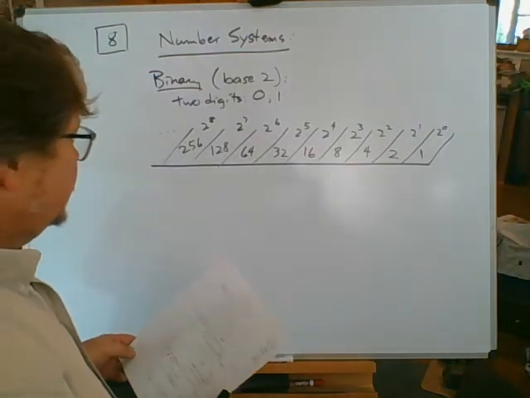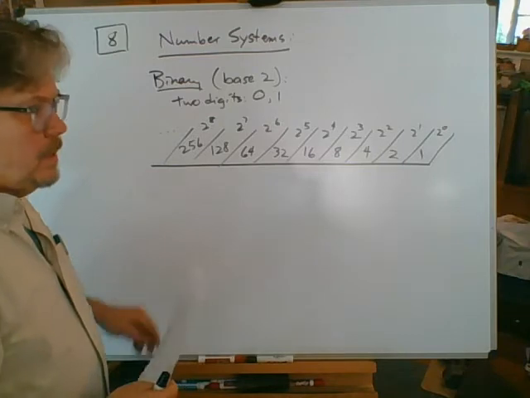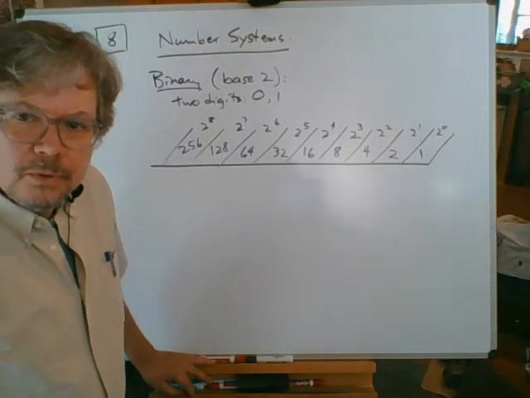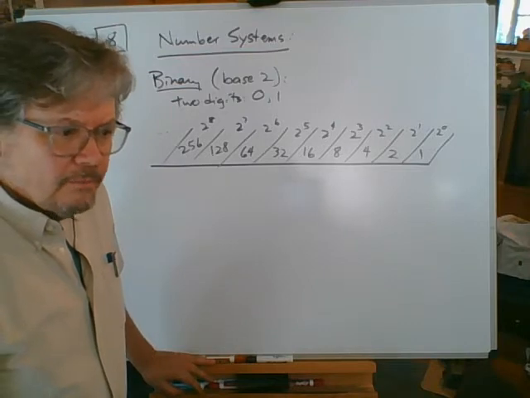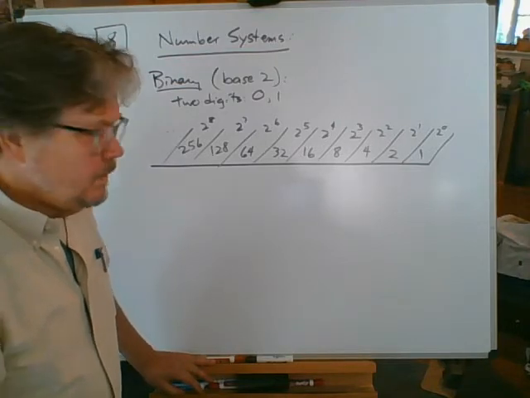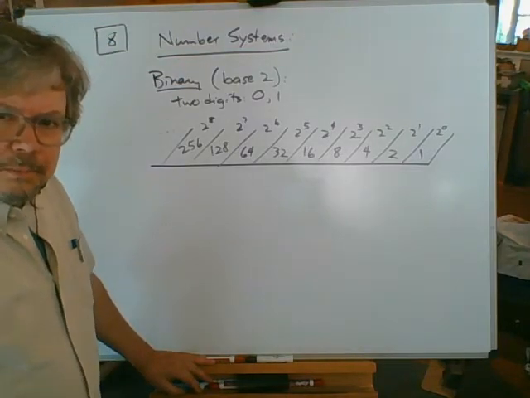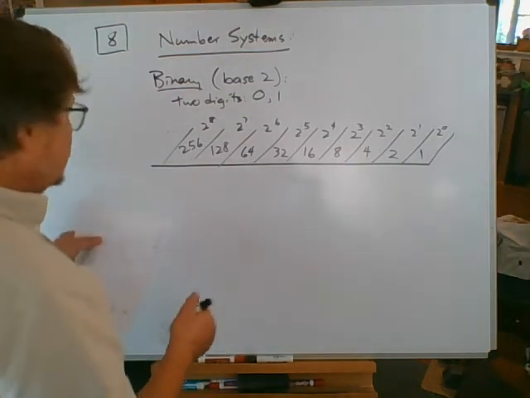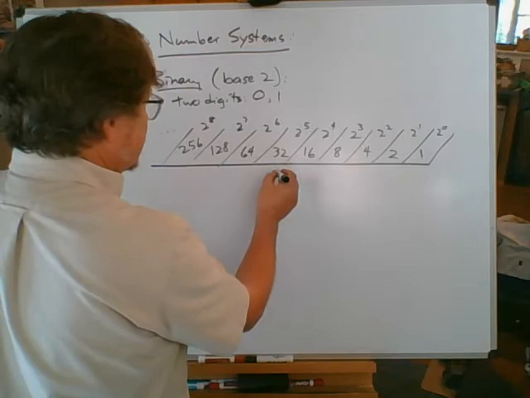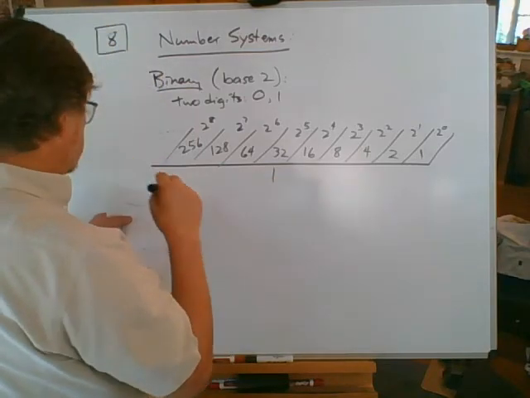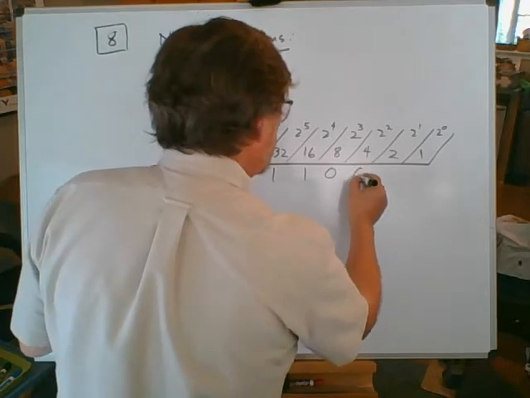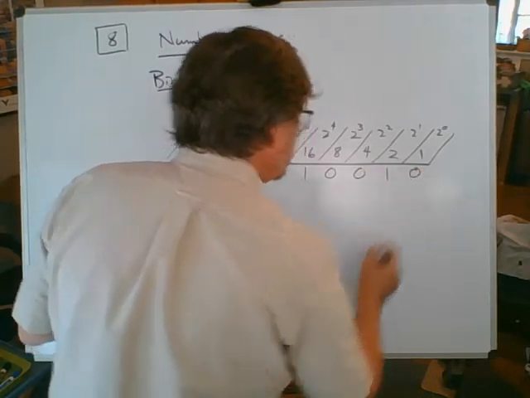Now I've got to fill in the numbers under here. It's exactly the same principles as what I did with the place value chart for base 10. I'm going to fill in a number starting with this column. A 1 under 32's place. 1, 1, 0, 0, 1, 0.